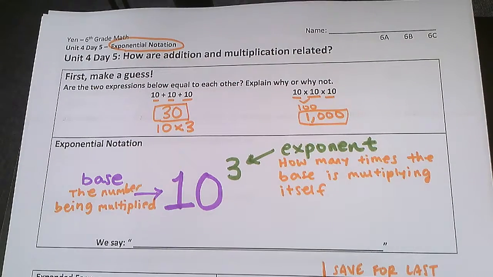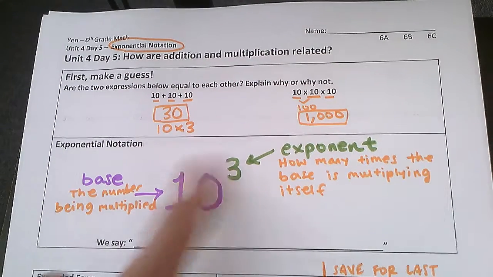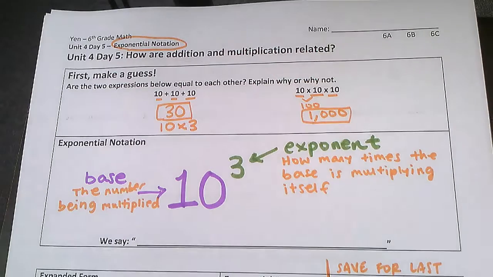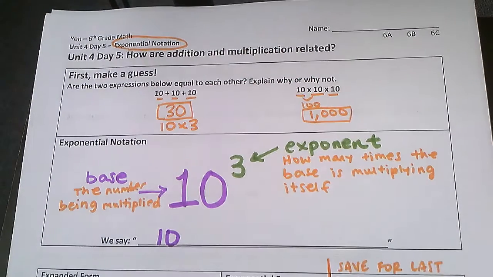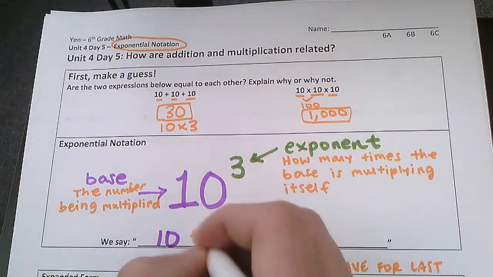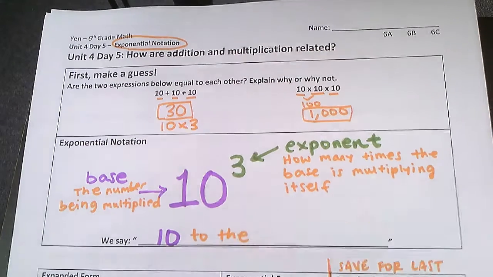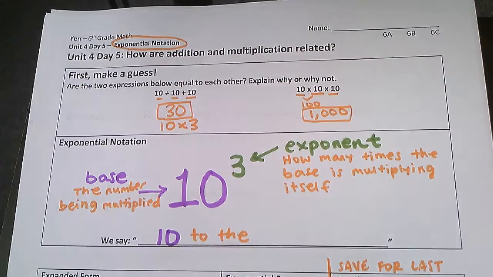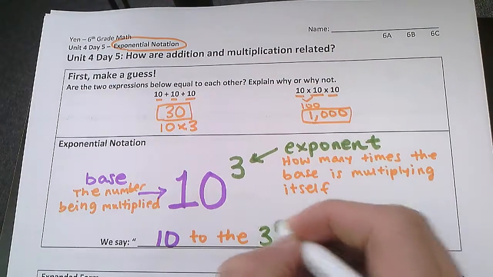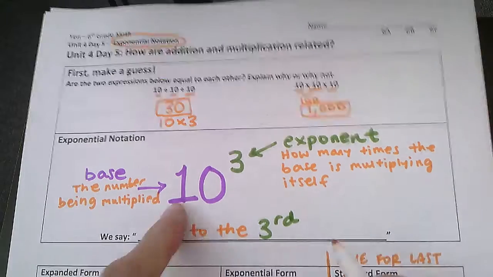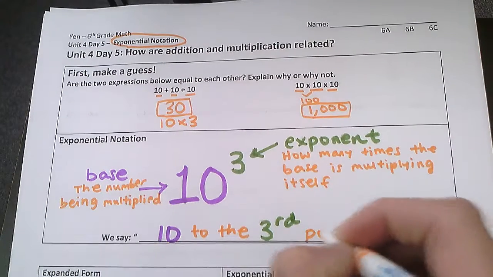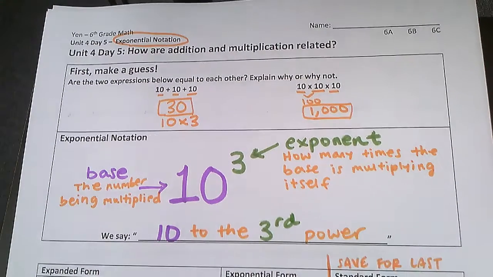And all of this, we would say as 10 to the third power. So we would read this as 10 to the third power. Okay, so now we're familiar with what exponential notation is.